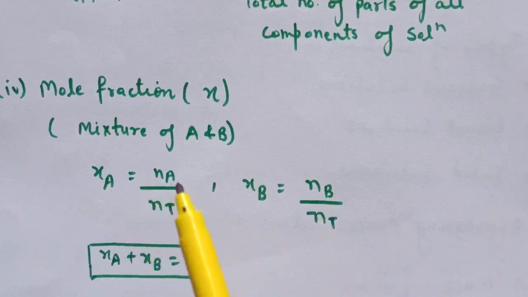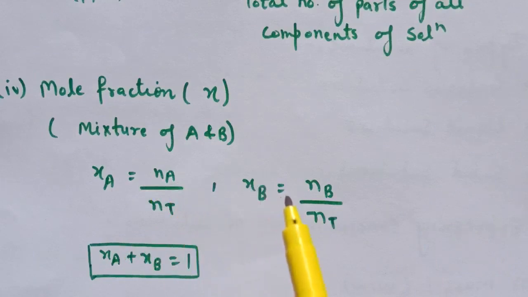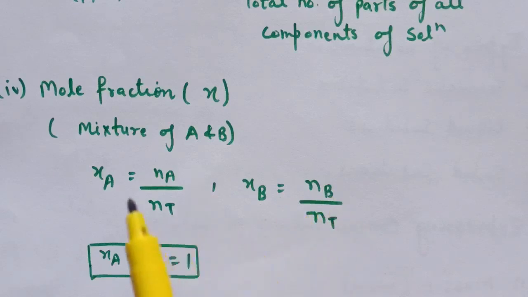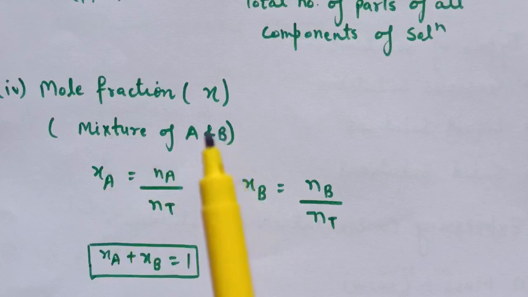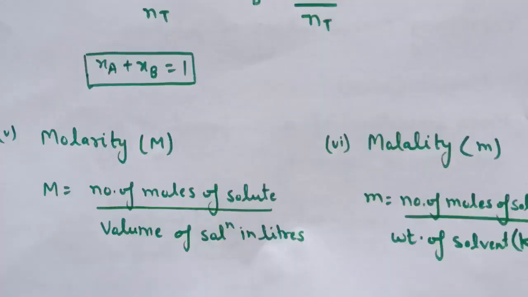Now similarly we can calculate the mole fraction for B, that will be equal to number of moles of B upon total number of moles, and the sum of mole fractions of all components in a mixture will be equal to 1. Here we are considering that there are two components in the mixture. So the sum, that is XA plus XB, will be equal to 1.